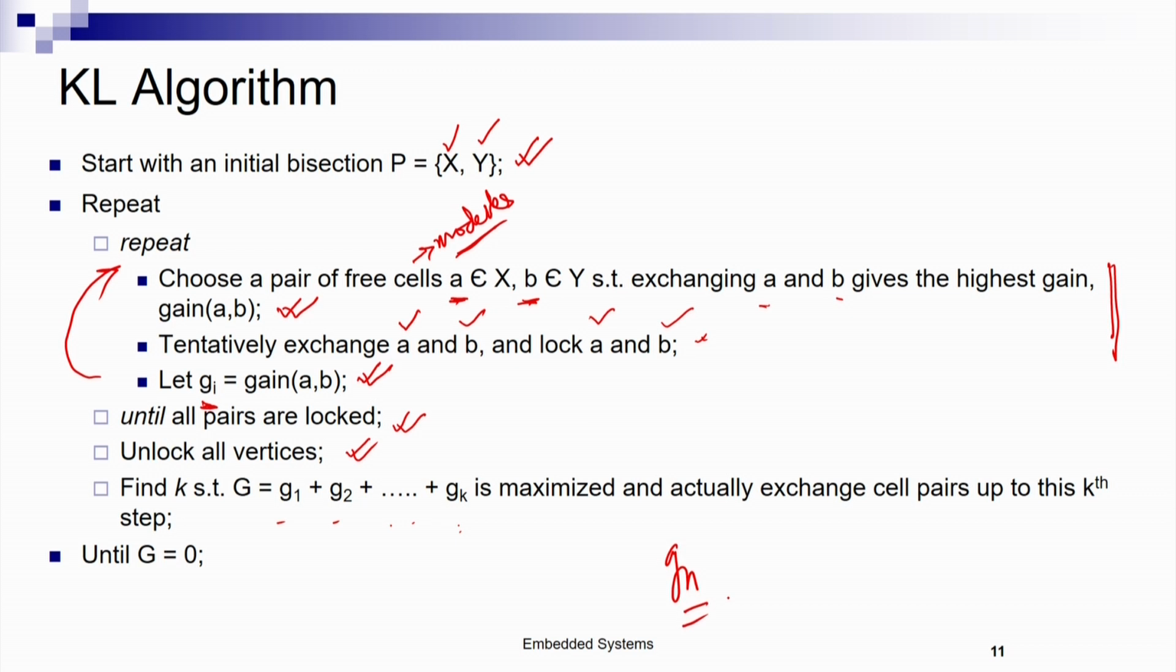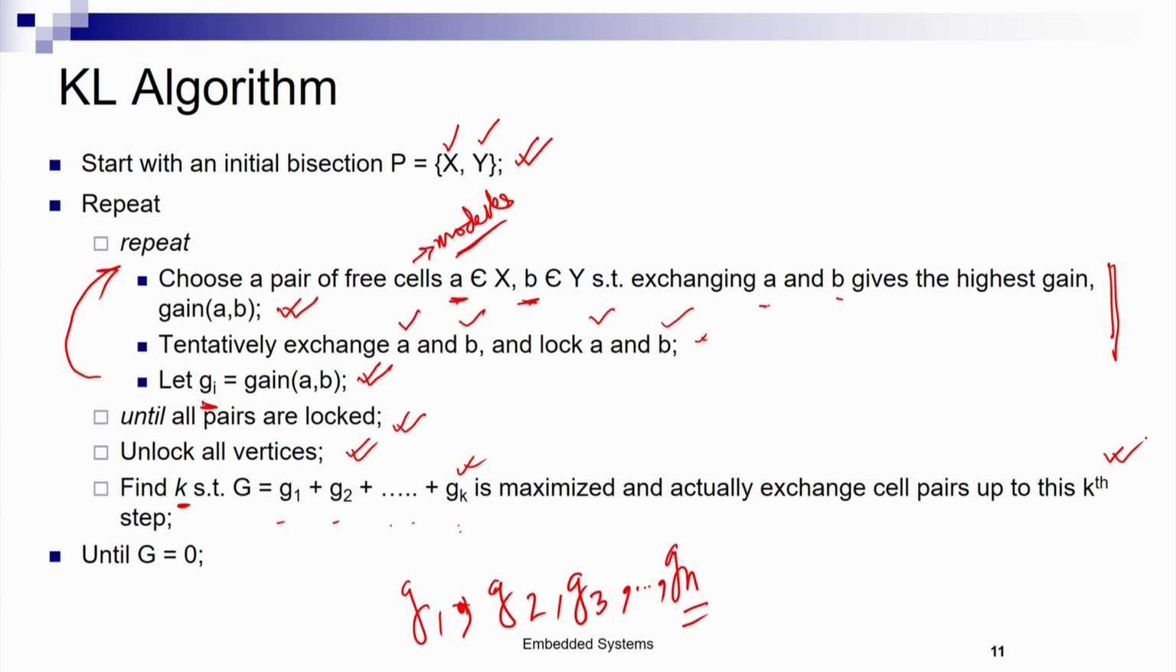So, we have G 1, G 2, G 3, and likewise these n exchanges, because for each exchange we have kept the estimate of the gain G i. So, we have these G 1, G 2 up to G n values. From that we find a k such that G 1 plus G 2 plus up to G k is maximized, and actually exchange cell pairs up to this kth step.